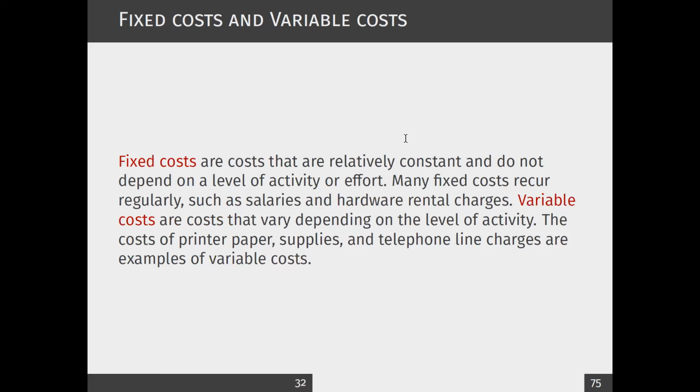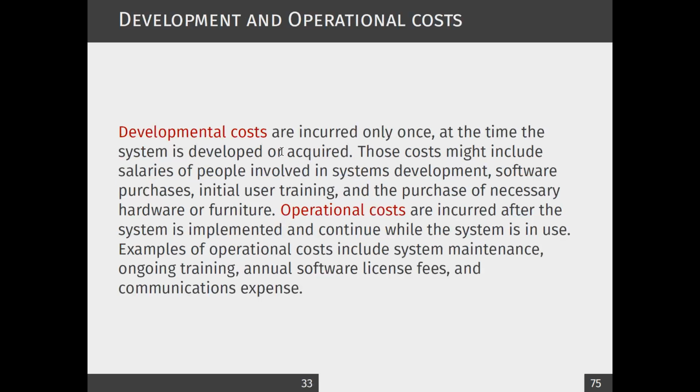Then we have fixed costs and variable costs. Fixed costs are constant, and they usually occur regularly. Again, salaries, hardware rental, and so on. Variable costs depend on the level of activity. So, for example, the cost of printing paper and telephone line charges are called variable costs because they depend on how many minutes you have consumed.